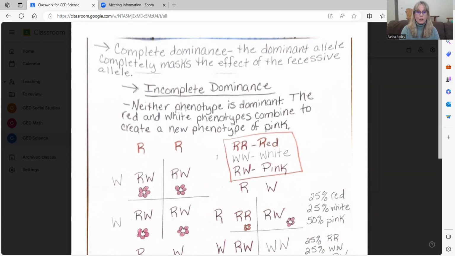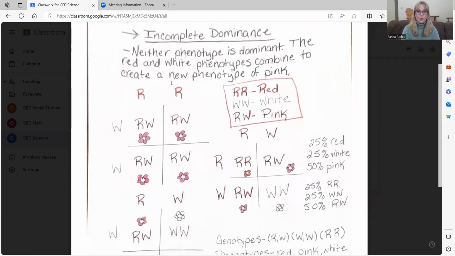All right, so let's look at this Punnett square. This flower is red. This flower is white. I get my R and my W, R and my W, R and my W, R and my W. So I have 100% probability of genotypes RW for my offspring.